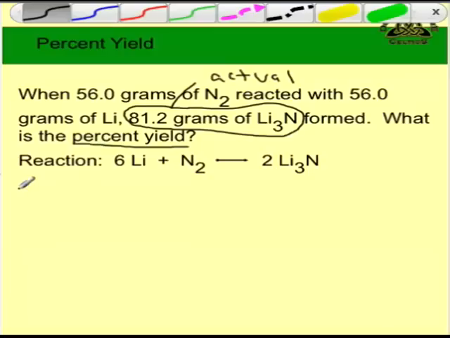So what we're going to do is we're going to work this problem out starting with 56.0 grams of nitrogen and figure out how much product, and then figure it out with 56.0 grams of lithium and find out how much product we get, and use that to determine the maximum amount of product we could get. So let's do that.